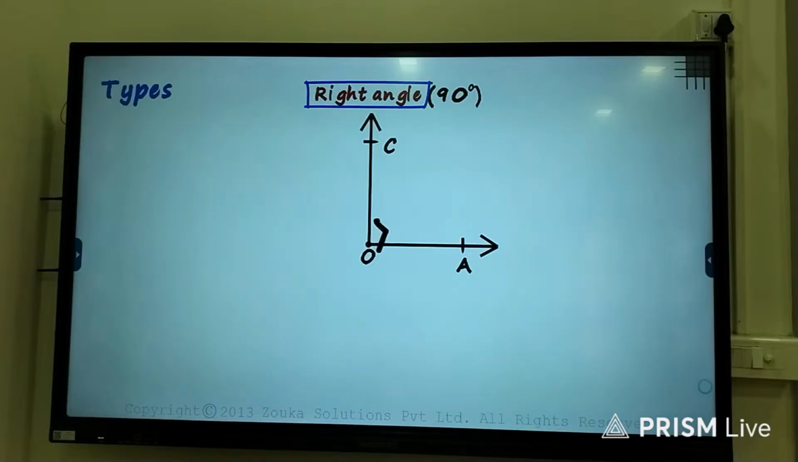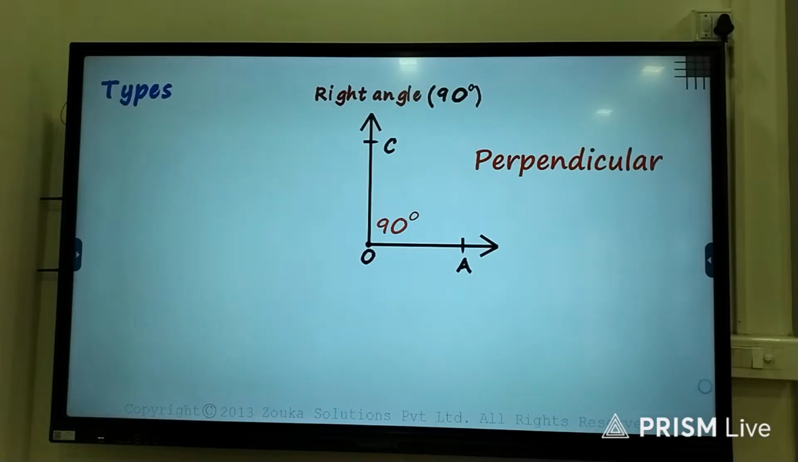A right angle is marked like this. With this mark, we don't even need to write the measure next to it, since these two lines are enough to tell you that it's a right angle. And when the angle between two rays or lines is 90 degrees, we say they are perpendicular to each other.